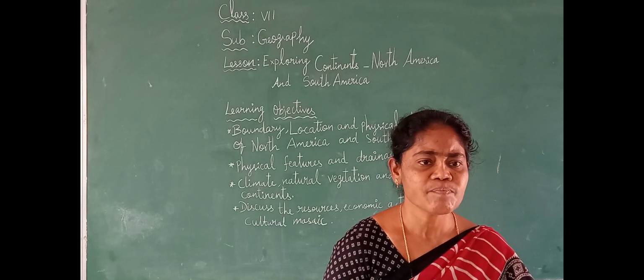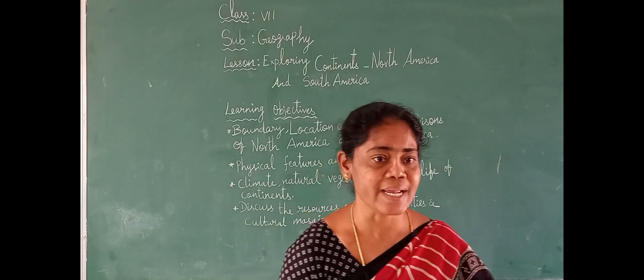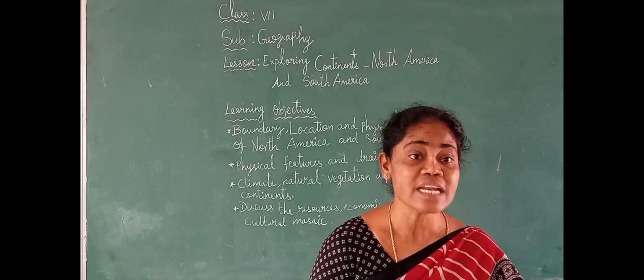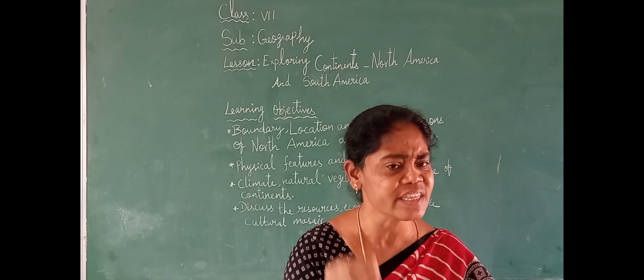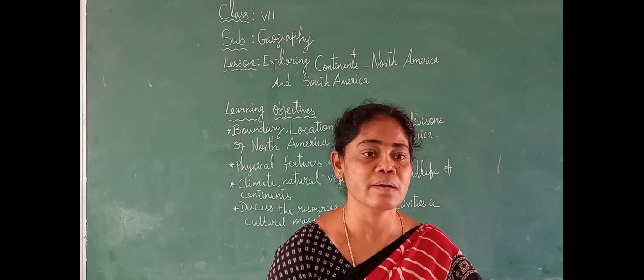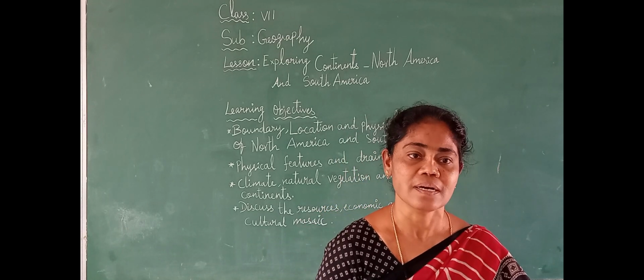Now we will see what is called 4 o'clock rain. In equatorial regions, convectional rain occurs almost daily in the afternoon. It generally occurs at 4 p.m. That is why it is known as 4 o'clock rain.